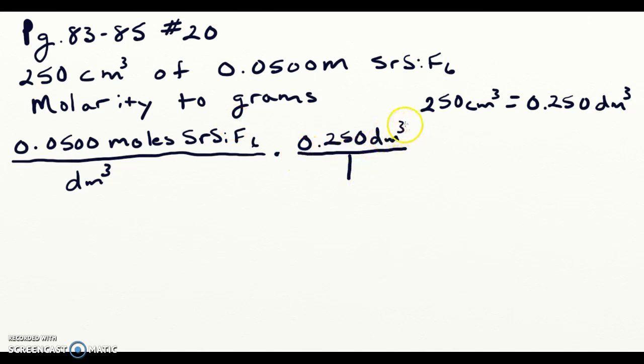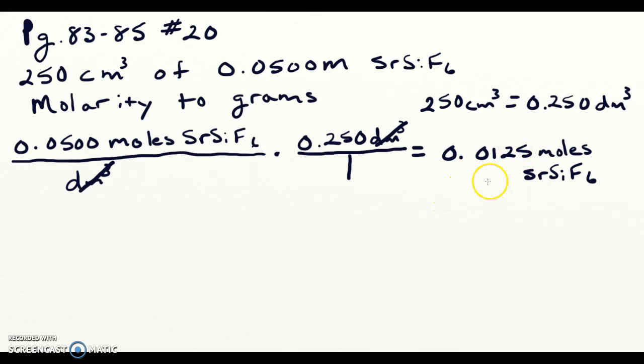Once it's set up like this, you can see that your units cancel out, the decimeters cubed are gone, and I'm left with moles. So now I just perform the math, I multiply 0.0500 times 0.250, and I end up getting 0.0125 moles of this compound. Let's talk about this really quick. There's 3 significant digits here, and there's 3 here, so I need to make sure I have 3 significant digits here. The 1, 2, 5 are significant, and I use those. We're all set.